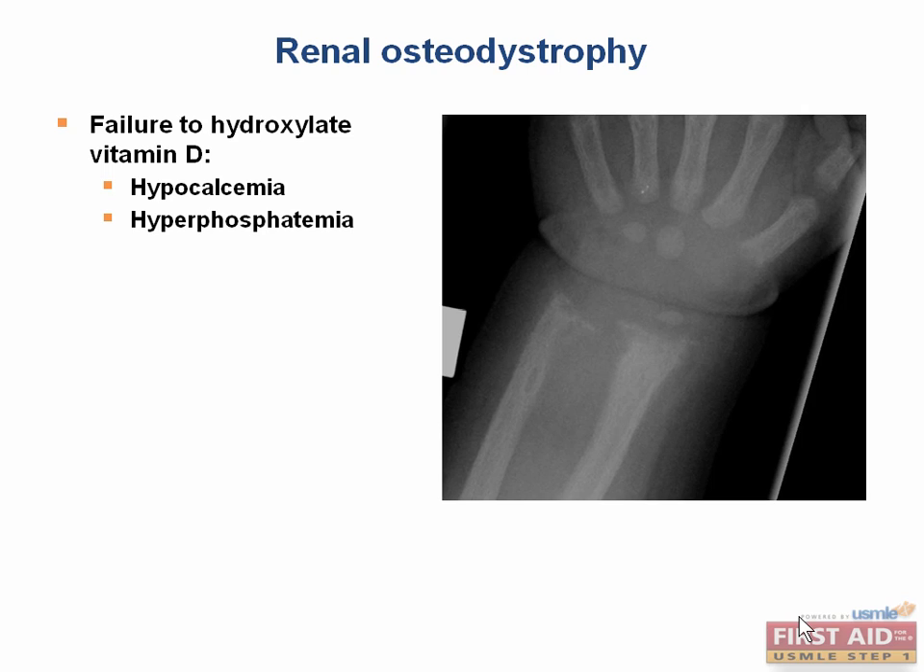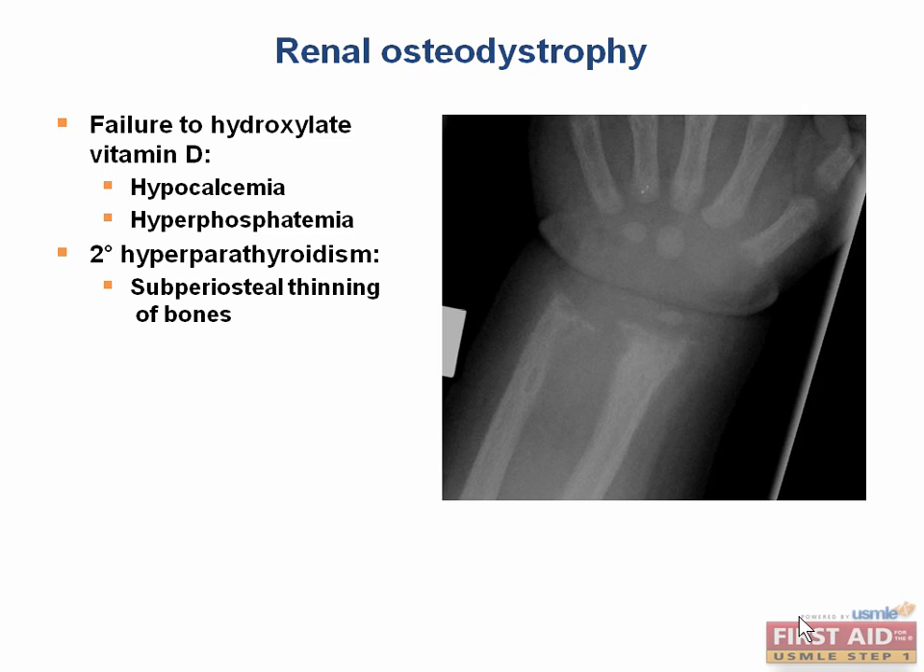Without active vitamin D, patients have hypocalcemia, hyperphosphatemia, and secondary hyperparathyroidism. The hyperparathyroidism leads to subperiosteal bone thinning because parathyroid hormone activates osteoclasts to resorb bone and increase serum calcium concentration. In this patient's wrist, we can see the fraying and thinning of the radial and ulnar metaphyses.